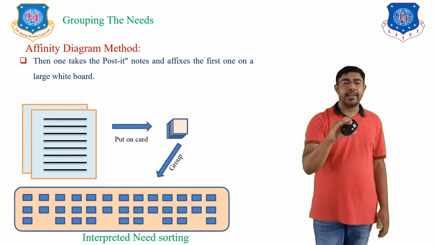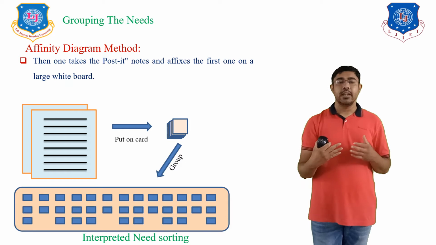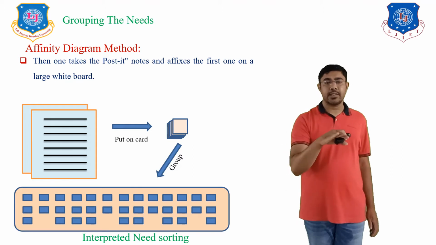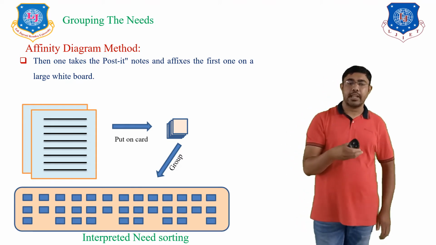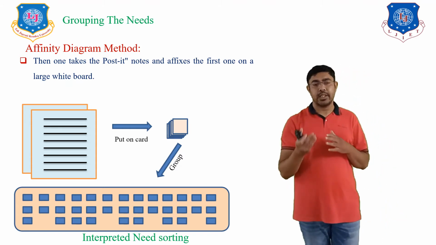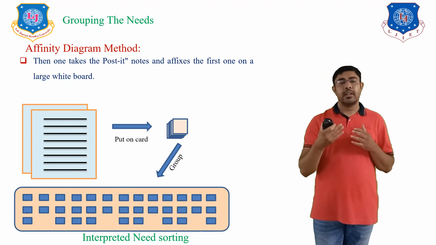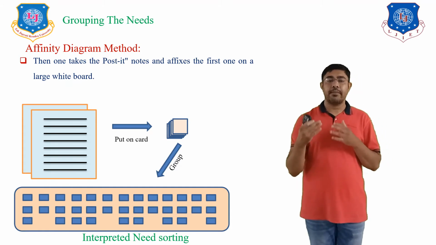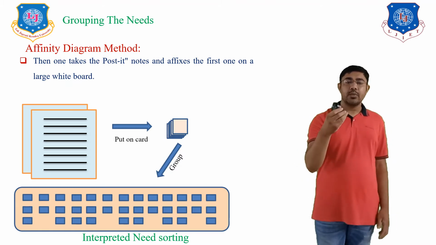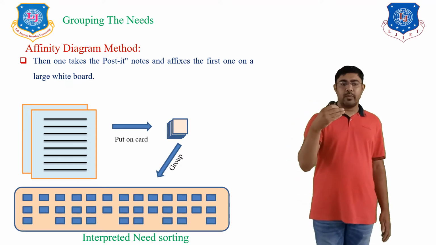Here I show the diagram of how the varying interpreted needs are grouped. In affinity diagrams, first I show the list of interpreted needs we get from the customers, and then each need is put on a card, or post-it note. After that we take one post-it note and affix it first on a large whiteboard. So you pick up one post-it note and stick it on a whiteboard.